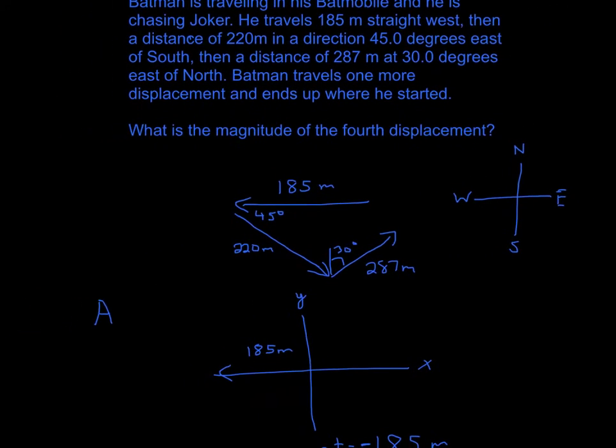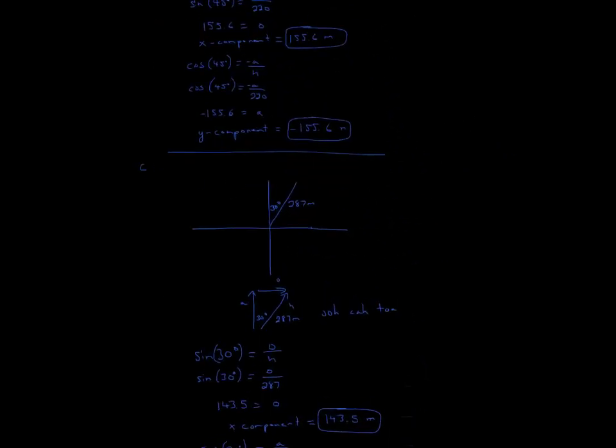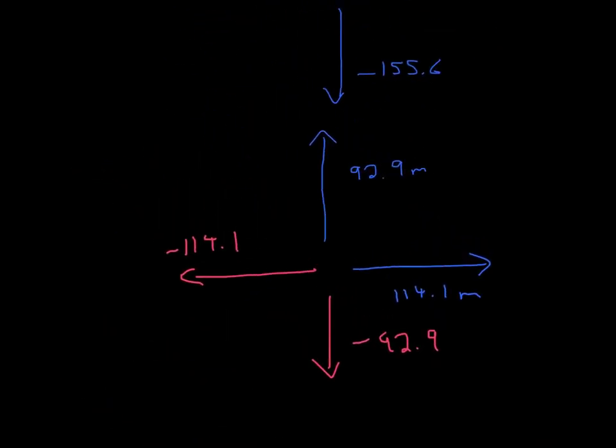But what was the question? The question was, what is the magnitude of the fourth displacement? So we want something, and since we said it ends up where he started, that means that we want that fourth displacement to cancel out those other three displacements. So we go down, and right here, we want something that cancels it out. So all I did was draw in the opposite direction, something that makes this 0, and that would be negative 92.9. Something that would cancel this out, it would be negative 114.1.